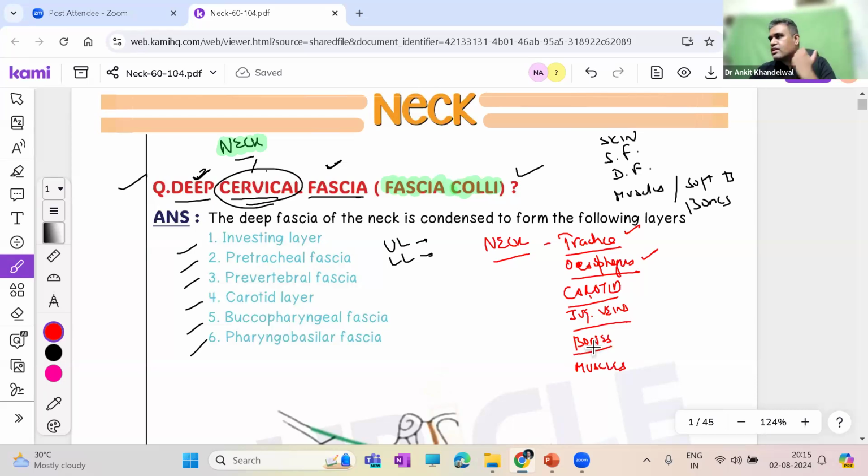If the bones over there are fractured, then what will happen? Inside the bones, we have the whole spinal cord over here. So the patient can go into quadriplegia, and the muscles over here are moving the whole neck. So everything over here is important. My point is that everything over here is important, and secondly, everything is doing its work simultaneously.